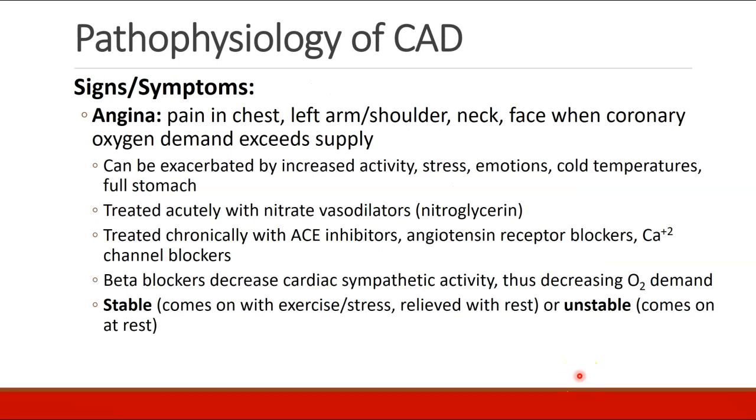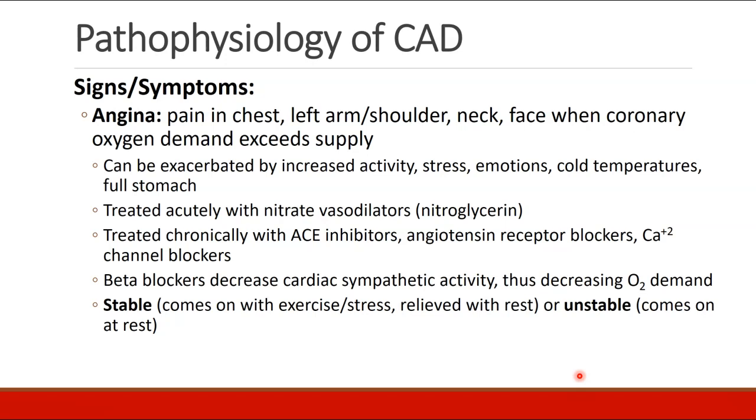What are the signs and symptoms of coronary or cardiac ischemia? Well, the first and most commonly known is angina. Angina typically presents as pain in the chest, radiating to the left arm or shoulder, the neck, or the face, when coronary oxygen demand exceeds supply. Symptoms of angina can be exacerbated by increased activity or stress, emotions, cold temperatures, or having a full stomach.